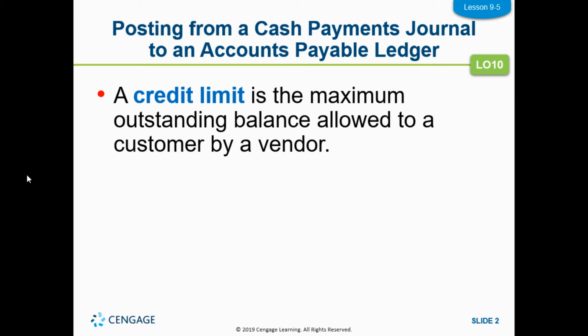All right. And as I mentioned, consumers aren't the only ones with credit limits. Businesses have one as well. So in the businesses I've worked in the past, for example, we would buy stuff from the vendor, and we had a credit limit with that vendor, and we knew what that was.